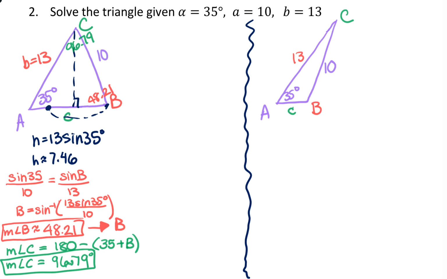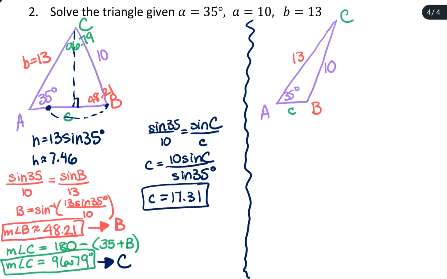So my last thing then is to find the length of side C, and so I can just find the length of side C by using my last law of sines. All right, so there we see the calculation for little c, and we get 17.31. So we're done with the first half. Now we have to find the second triangle.